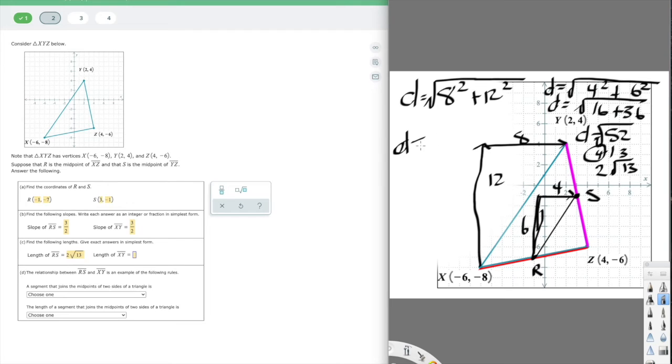Equals, we have 64 plus 144. So we get, let's see, 208. And I believe we're going to want to end up with 4 root 13, something along those lines, if we're proving that it's twice as big. So what I'm thinking is this divides by 16.